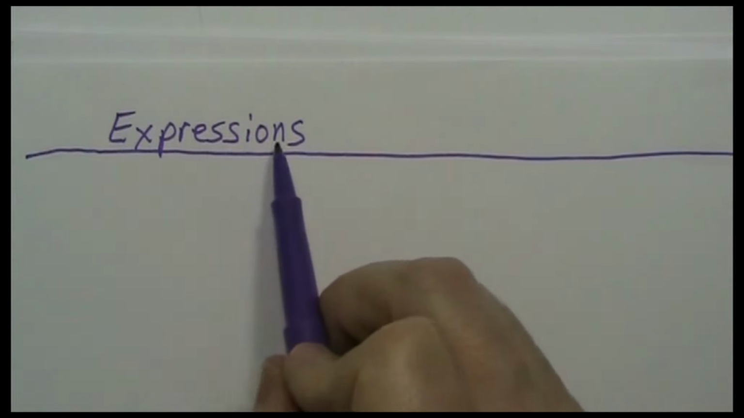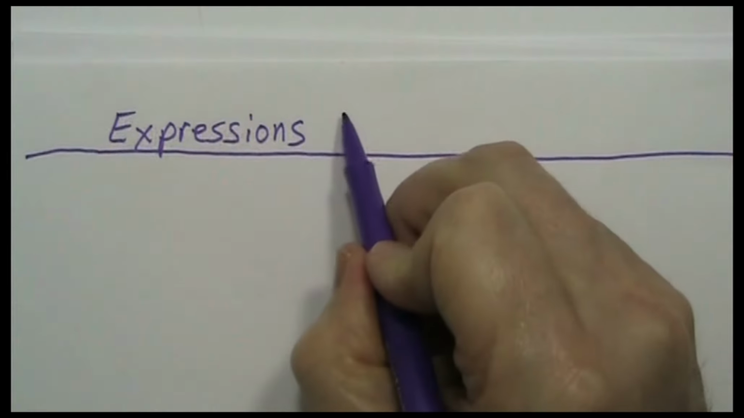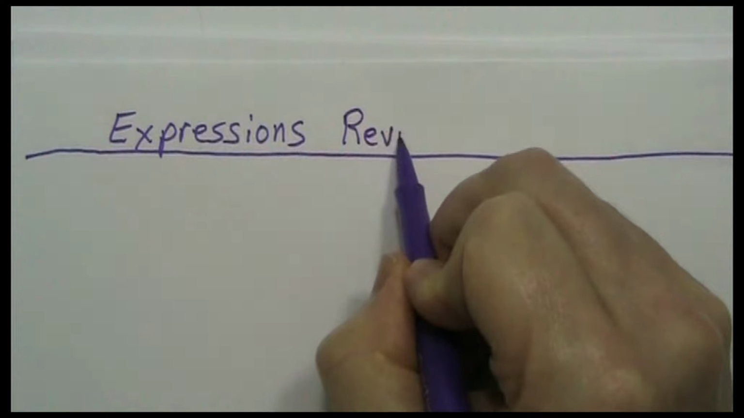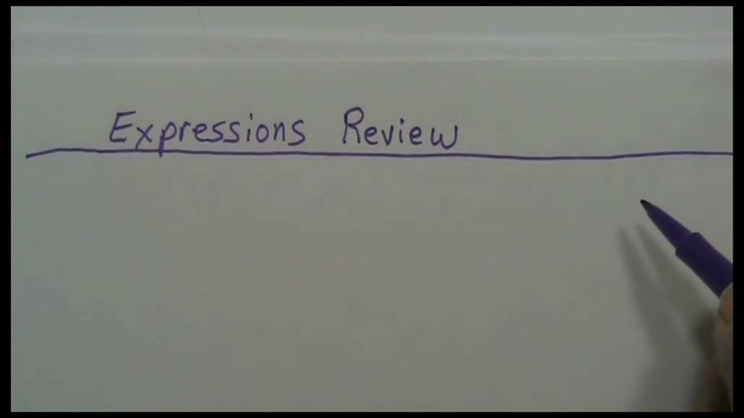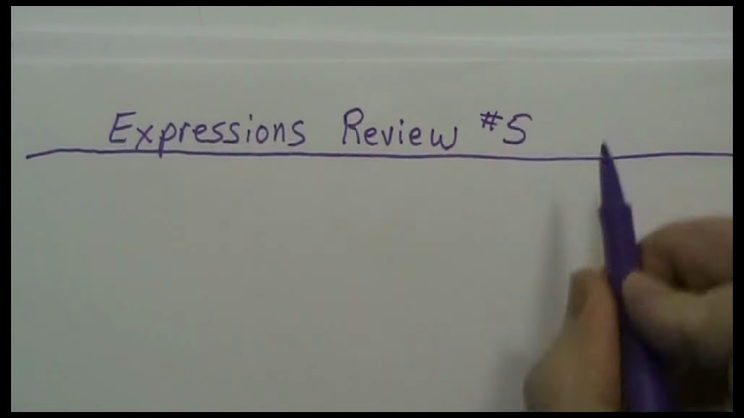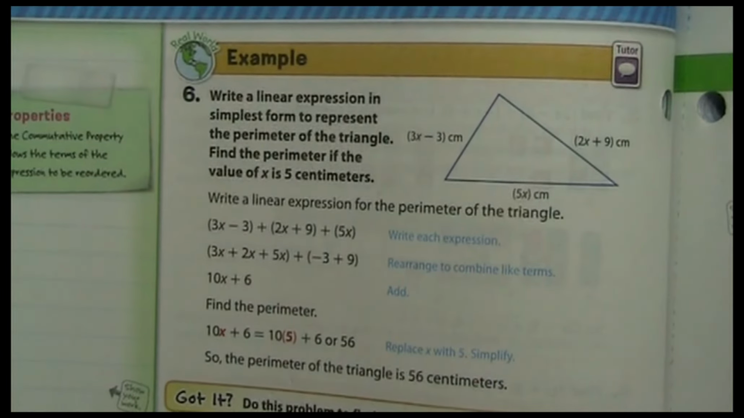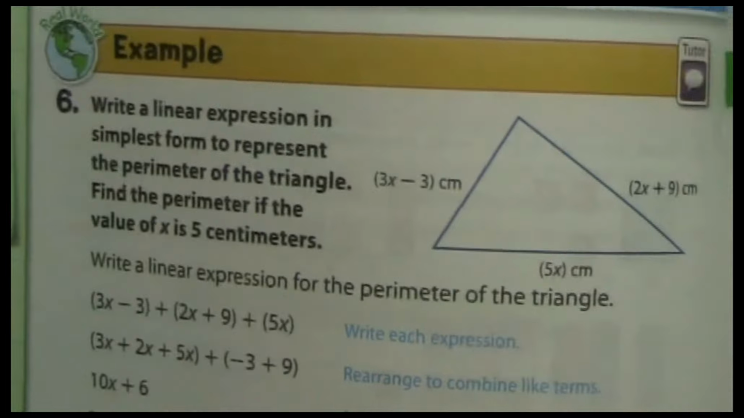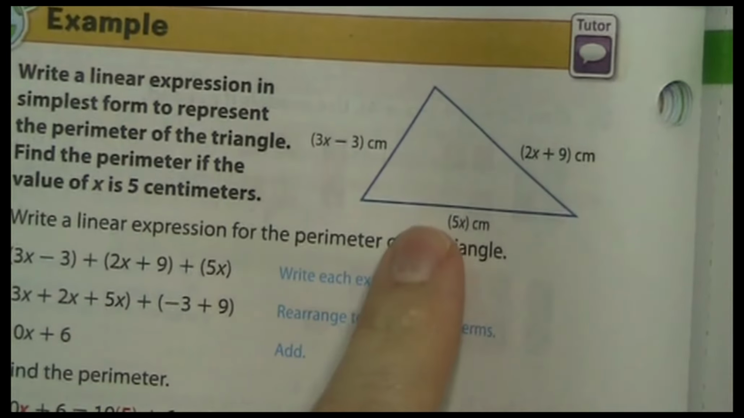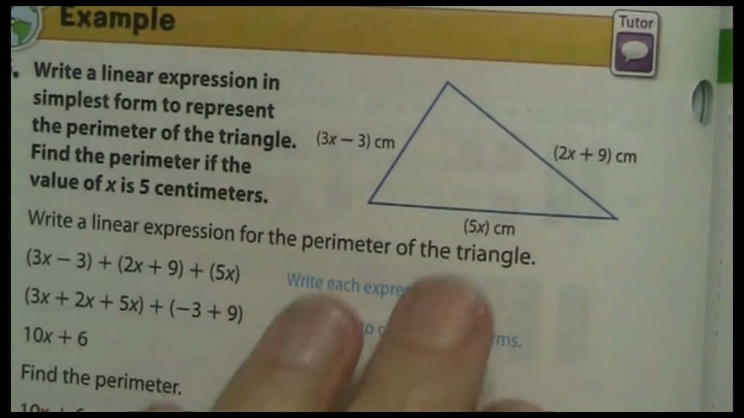Okay, our title today is Expressions. Review. And this is number 5. Now we're going to do some problems similar to what is in your workbook. Something like this. This is not the problem, just something like this. You have a shape, you have expressions on the sides of them, and you're going to have to figure out the distance. That's what we're going to be doing.